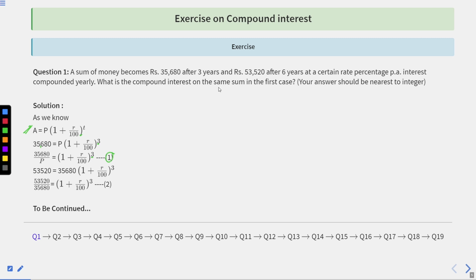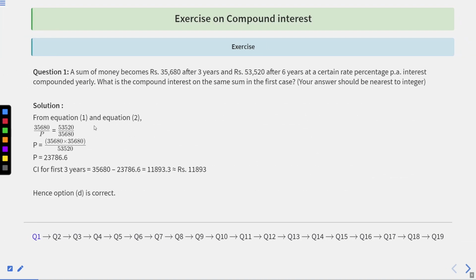Now, for the second case where rupees 53,520 is received after 6 years, we put this money and it becomes 53,520, that means 53,520, and principal was 35,680 for 3 more years. So it will be 1 plus r upon 100 to the power 3, that is 53,520 upon 35,680 equal to 1 plus r upon 100 to the power 3. And this is equation number 2.